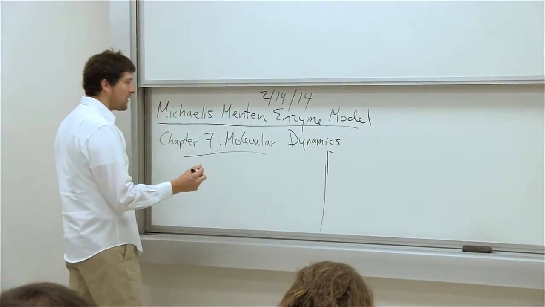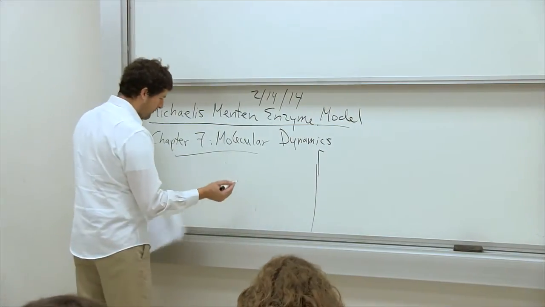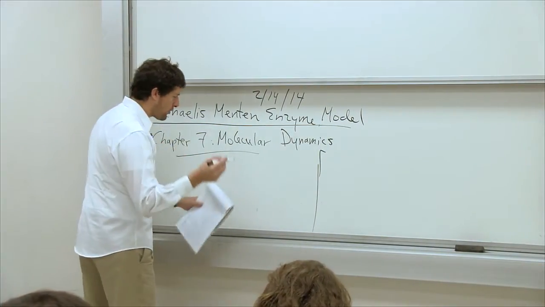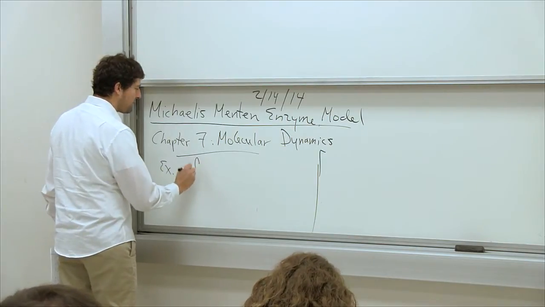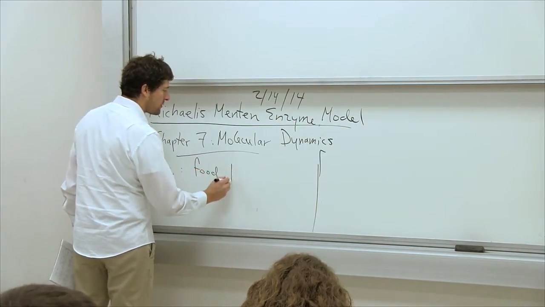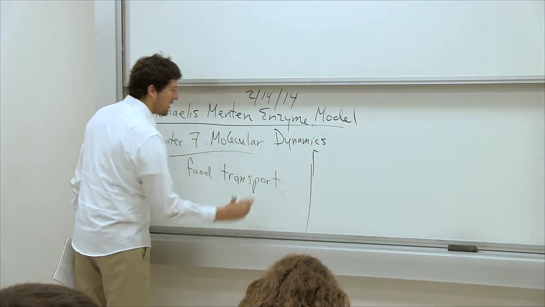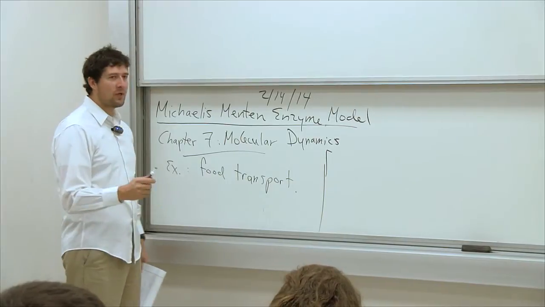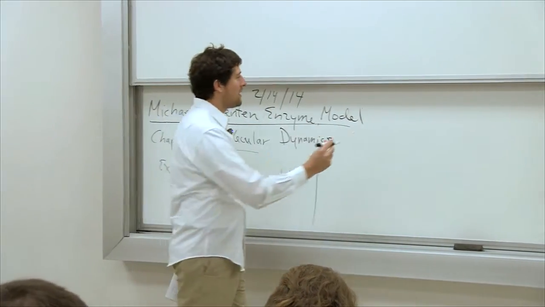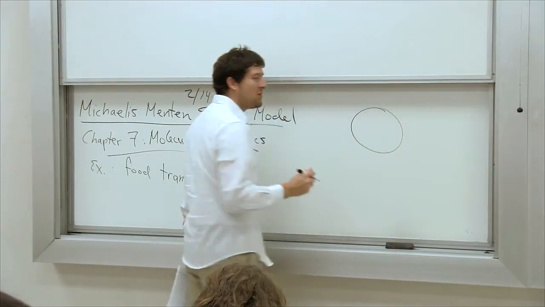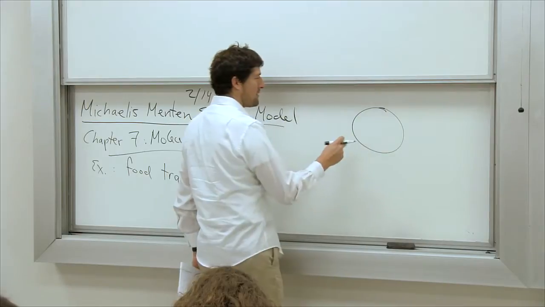Let me give you the following example. This is section 7.1. The example we're going to talk about today is food transport. And I'm not talking about UPS or Whole Foods. I'm talking about transport of food into a cell. So you have a cell. This is not drawn to scale.